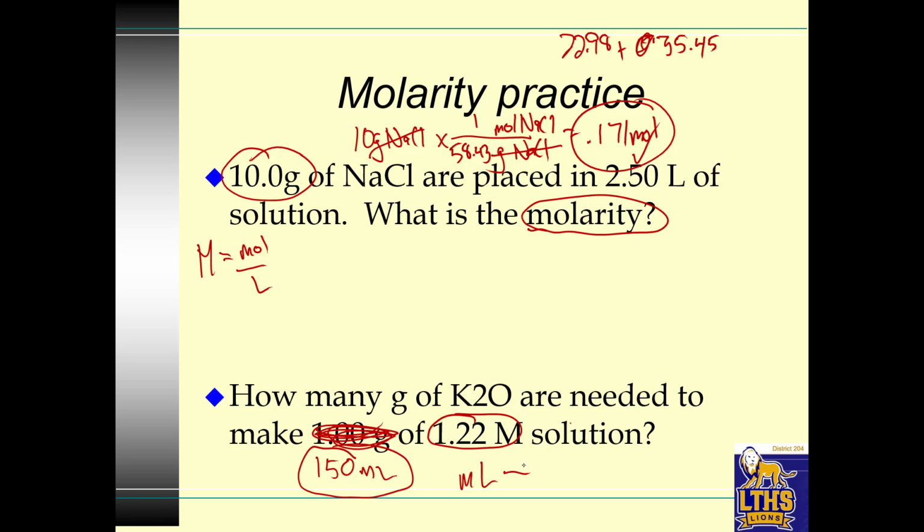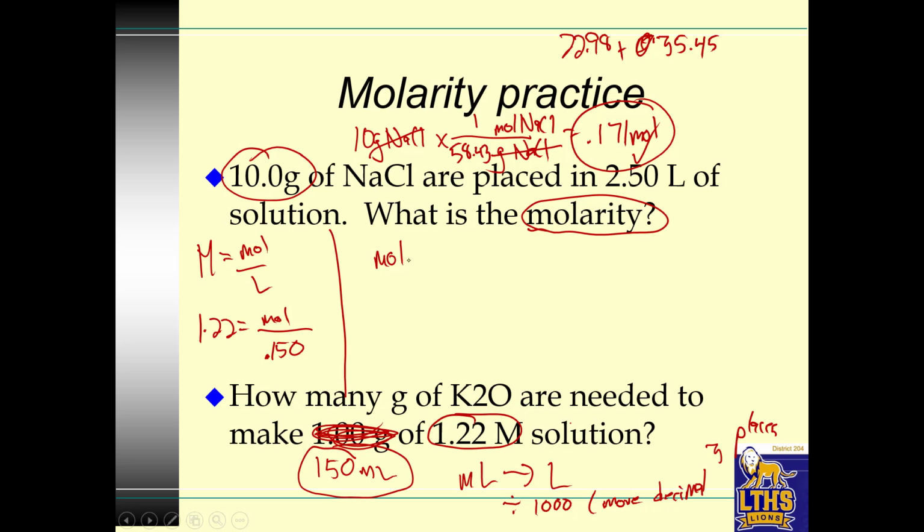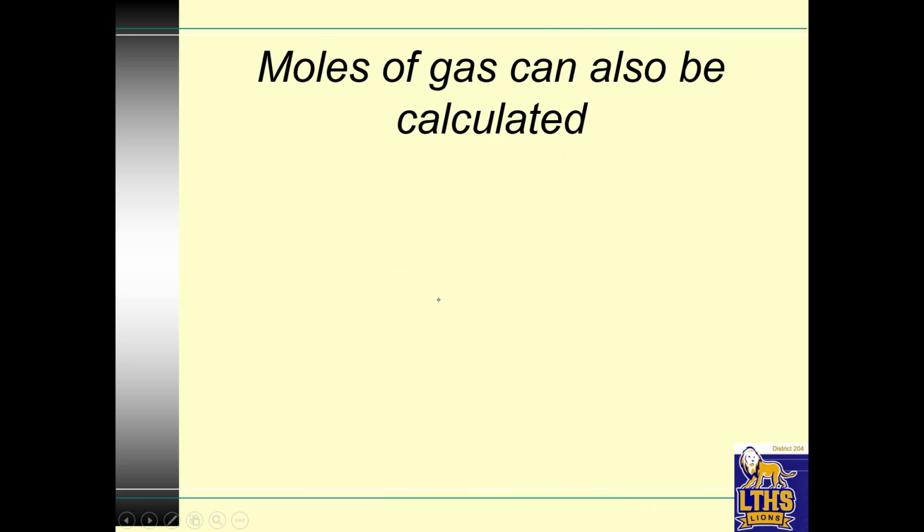Remember, milliliters to liters, I divide by 1,000, which means move the decimal 3 places. So if I have 1.22 equals moles over 0.150, then I'm going to cross multiply, and moles equal 1.22 times 0.150.